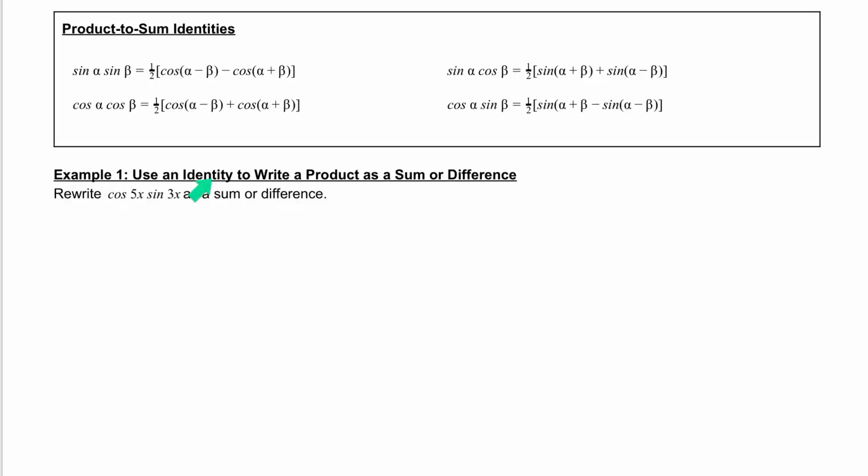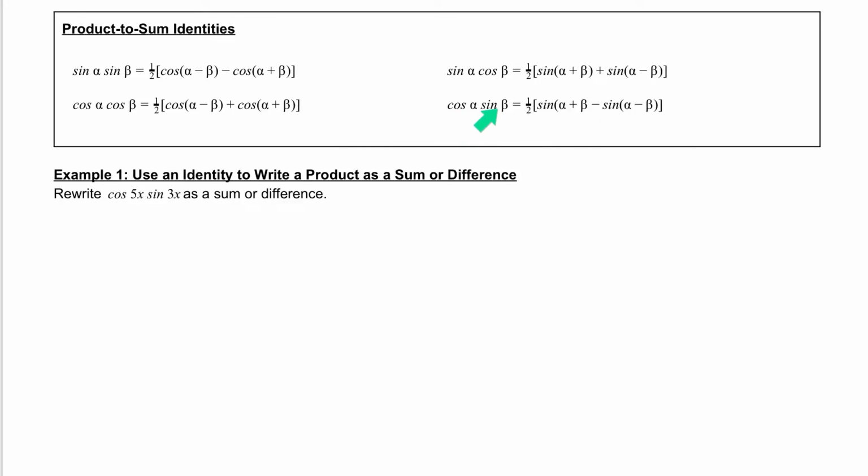In example 1, we're going to use an identity to write a product as a sum or a difference. So we want to rewrite the cosine 5x sine 3x as a sum or a difference. And just like before, these product to sum identities, you do not need to memorize them as you will be given a sheet. You just have to know how to use them and apply them. So if we have cosine 5x times sine 3x, we're looking for the identity that has a cosine and then a sine that we are multiplying together, which is right here.